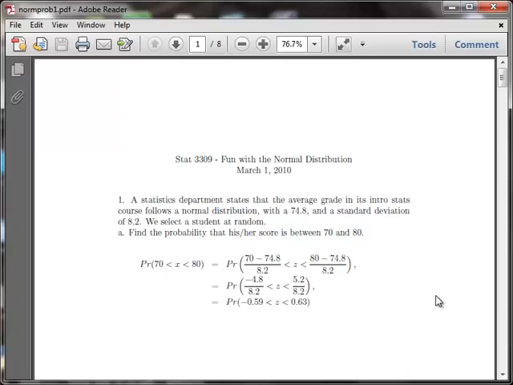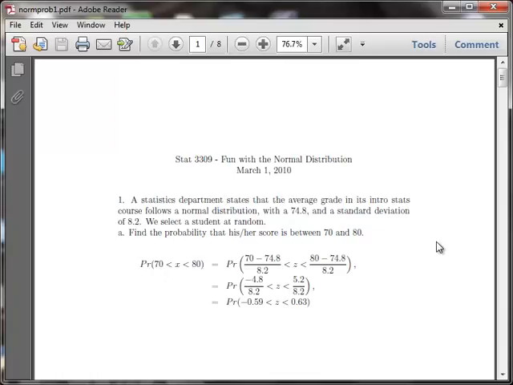Whenever you have a normal distribution, you always have to be given the mean, mu, and the standard deviation, sigma. In this case, the mean is 74.8, and the standard deviation is 8.2. So we select a student at random. Find the probability that his or her score is between 70 and 80.